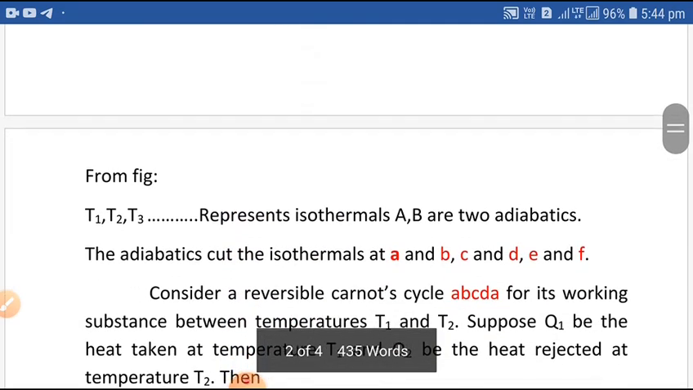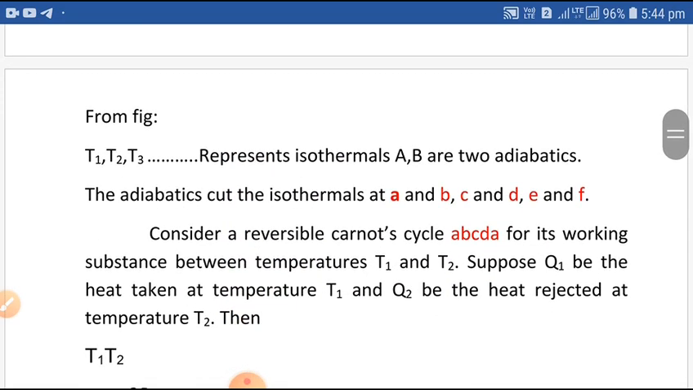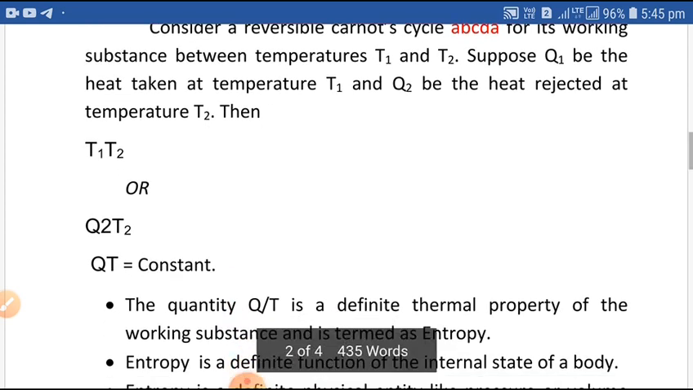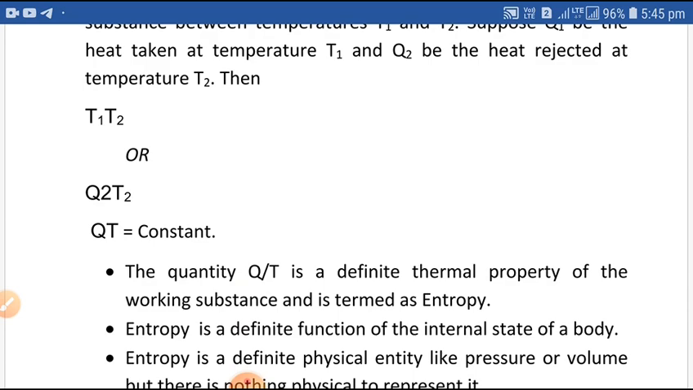Okay. Let us see what we have to do here. From the figure, T1, T2, T3 represent isothermals. A and B are two adiabatics. The adiabatics cut the isothermals at the intersecting points A, B, C, D and E, F given in the picture. Okay, so consider a reversible Carnot cycle ABCDA for its working substance between the temperatures T1 and T2. Suppose Q1 is the heat taken at temperature T1 and Q2 is the heat rejected at temperature T2.